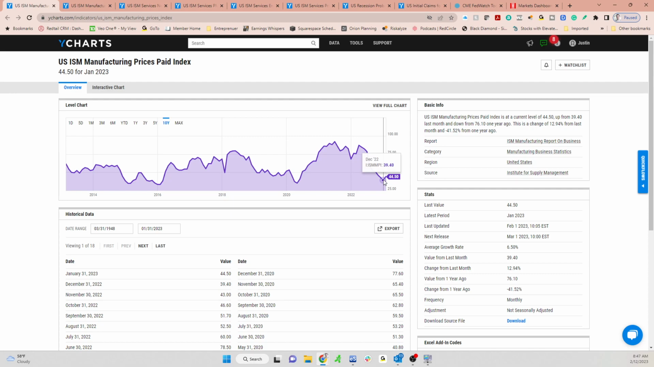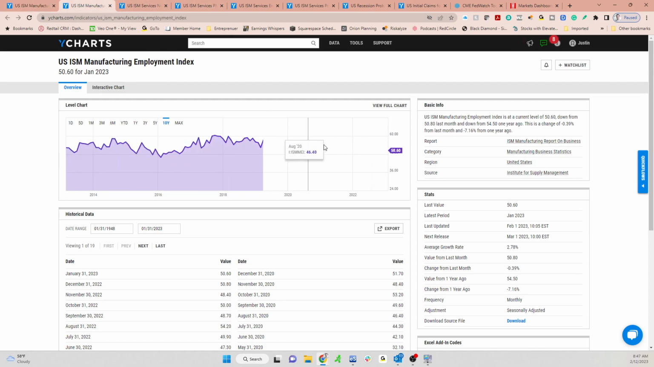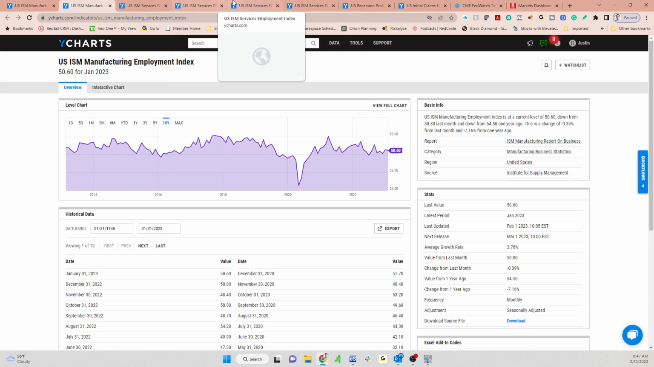Okay, so prices continue to come down. And then the manufacturing employment index, that was pretty much flat. So the employment market is pretty much at neutral, right? Manufacturing is at 50.6, which we'll get over to.